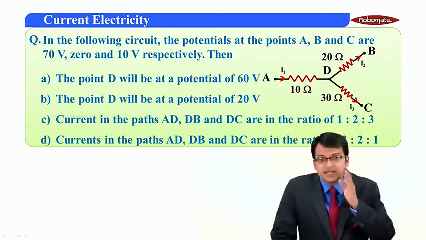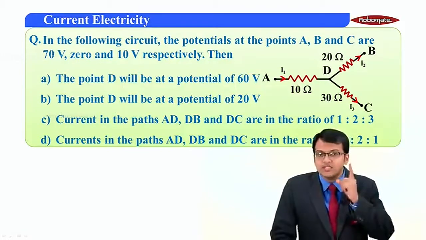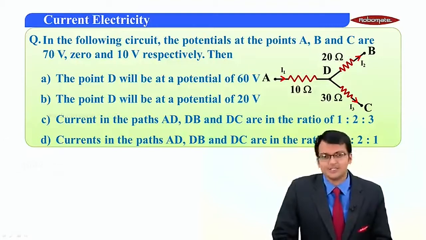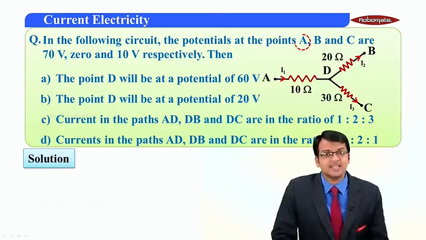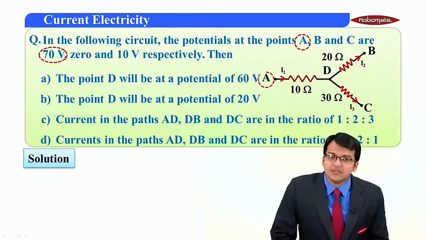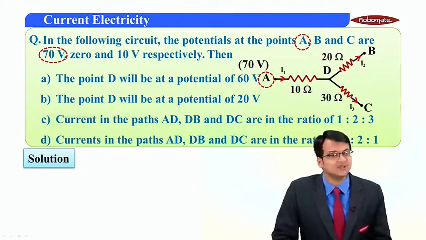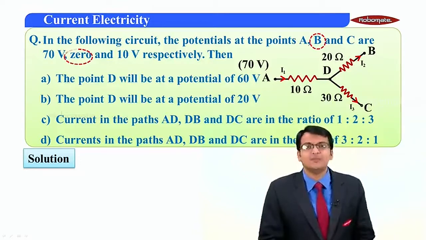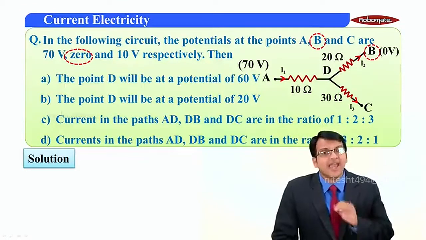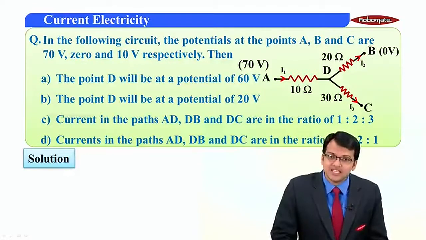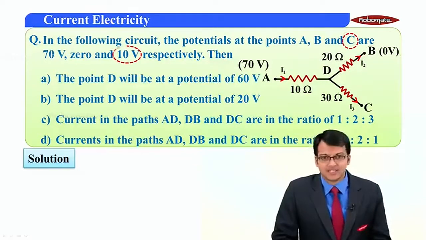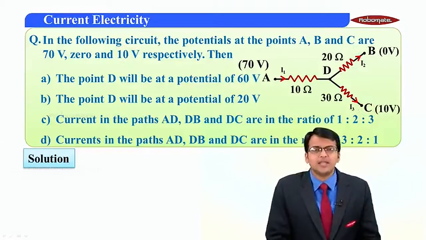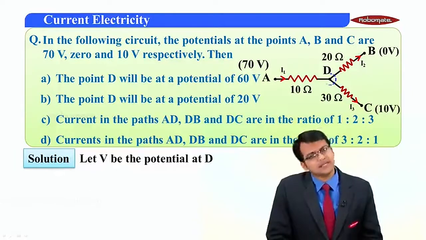Now, just understanding this question, the first thing that clicks in my mind is we have to find the potential at point D. So let's try to analyze. Can I say the potential at point A is given to me? Yes, and that is 70 volts. What about the potential at point B, dear students? Yes, the potential at point B is 0 volts, and the potential at point C comes out to be 10 volts, right, dear students? Perfect. Now, let's assume a potential V at point D.